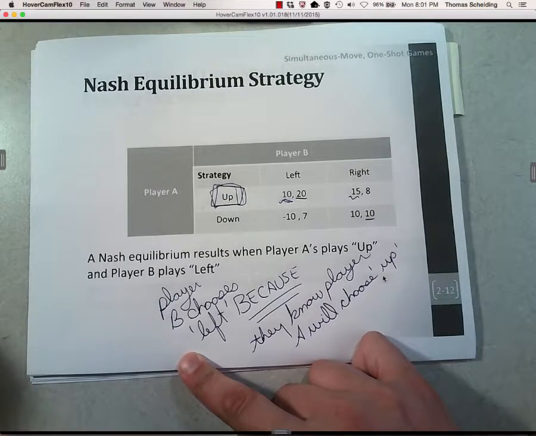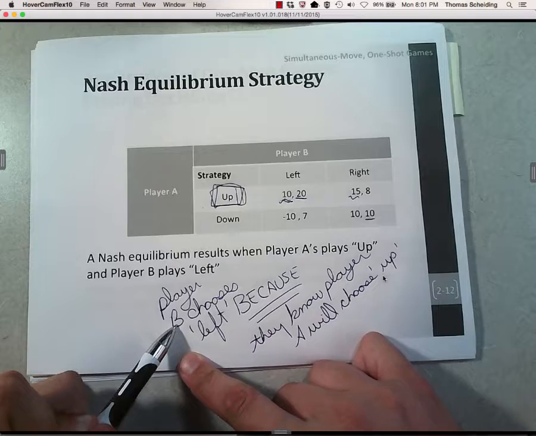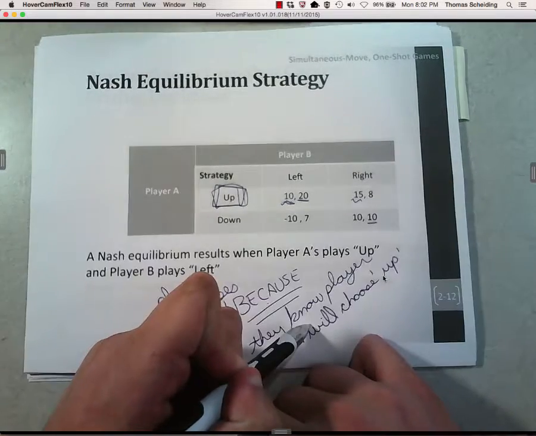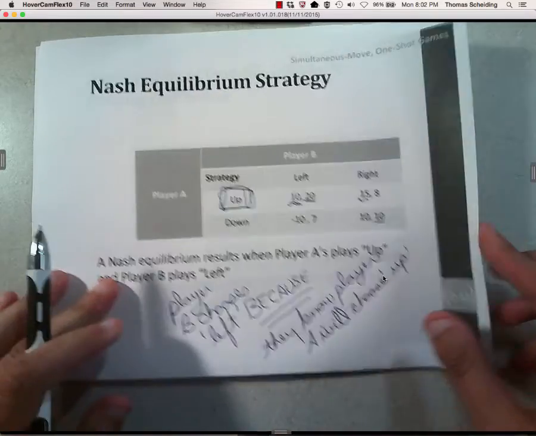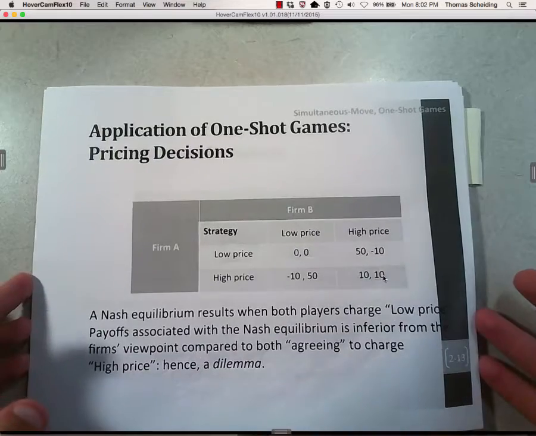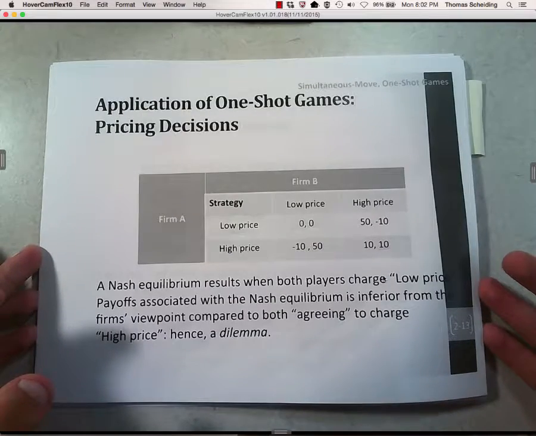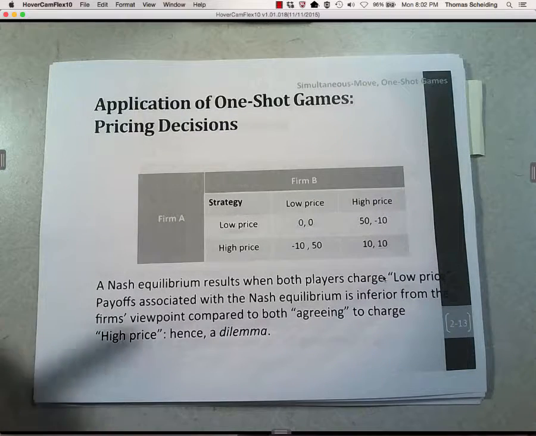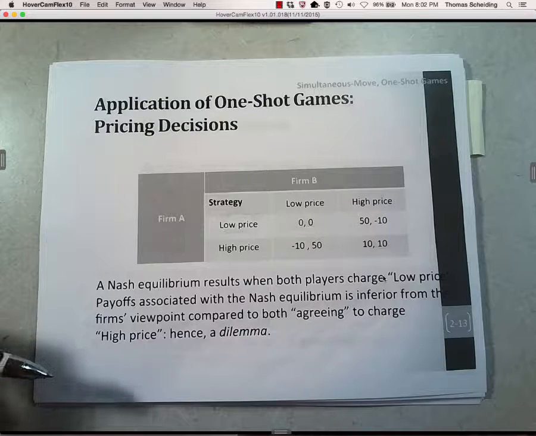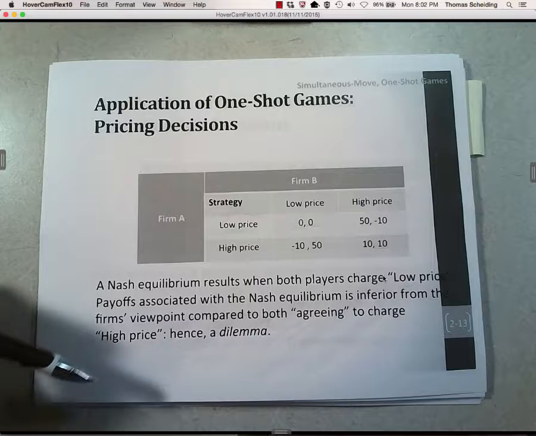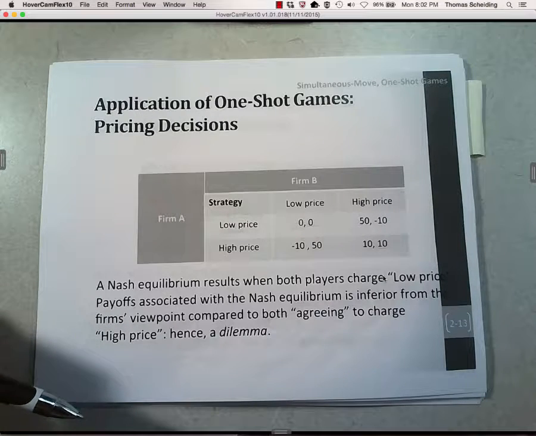And that's what makes it a Nash, because B is making an informed decision because they know something else is going to happen, how the other player is going to act. Why should we care? From a managerial perspective, we would care about this because what this means then is that I can make pricing decisions based on what I think others are going to do.